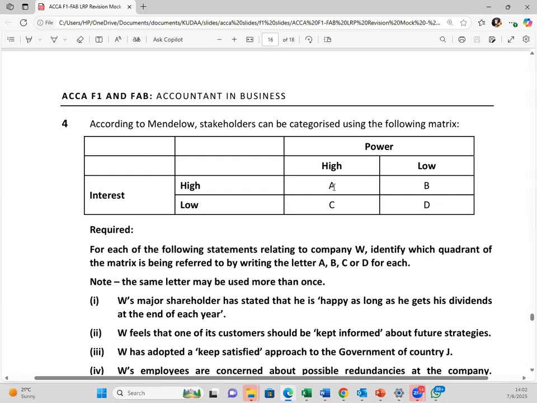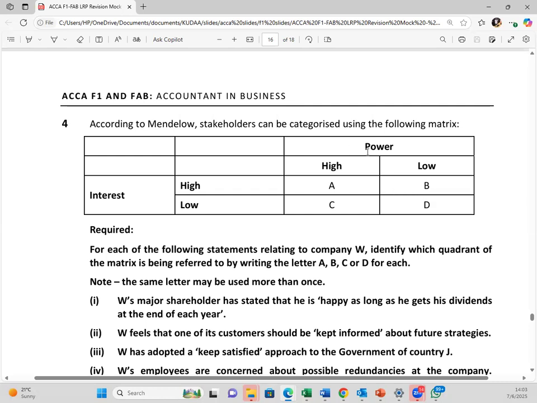So those ones, they have high interest in the company and they have high power. Their decisions can affect the company. So the stakeholders that have a high interest and high power, we call them the key players. Then we have stakeholders that are classified under quadrant B.